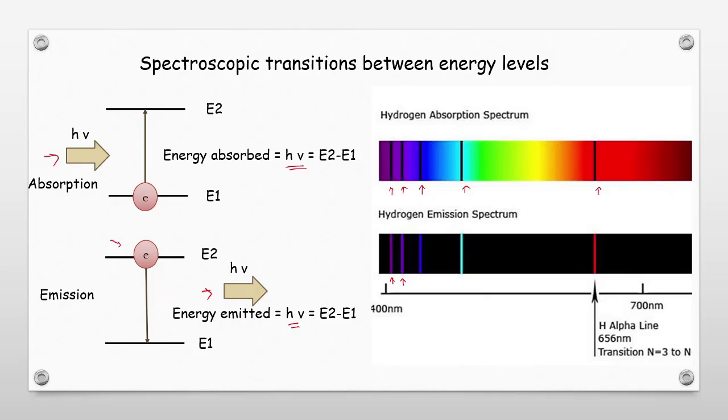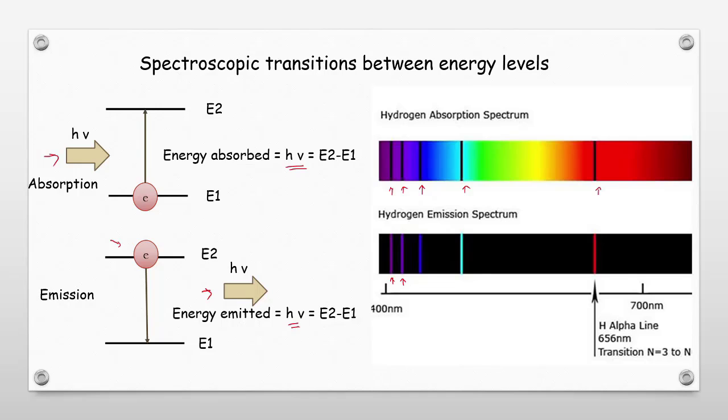So we can see that in the absorption spectrum there are dark lines in a bright background, and in the emission spectrum the background is dark but the lines are bright. But what you have learned now is the atomic spectrum. Next we will be dealing with molecular spectroscopy.